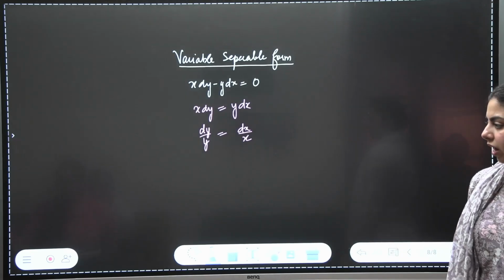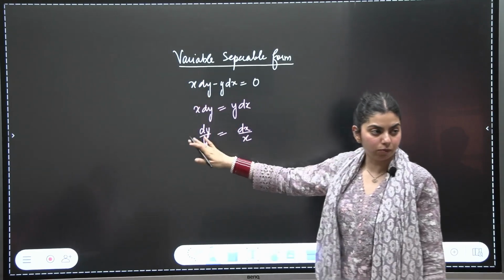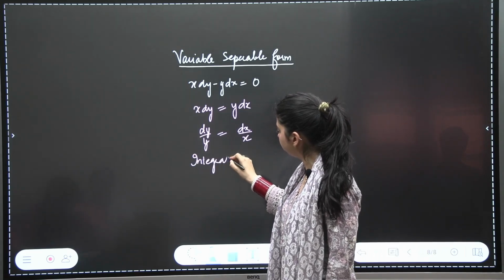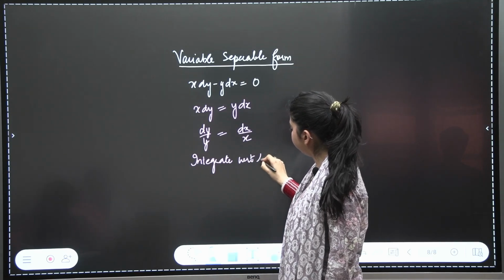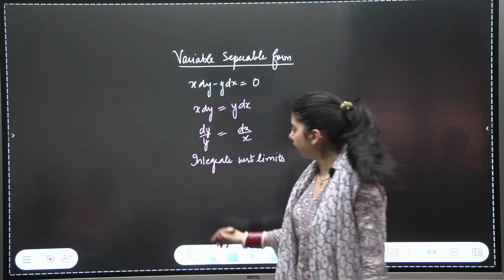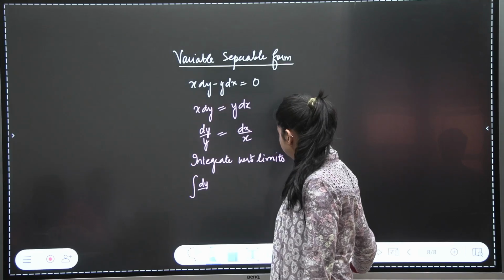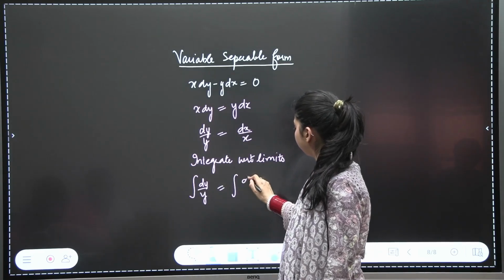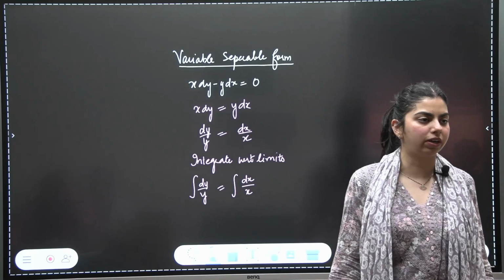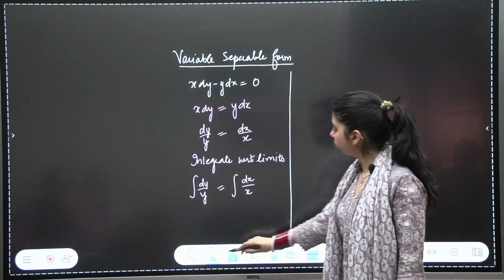Right? Understood? Now, once I've separated my variables, I can then simply integrate with respect to limits, whatever limits are there in the question. If not, then you can just do the indefinite integrals. So I'll integrate both sides with respect to their limits, right? This is the integral of dy by y, this is the integral of dx by x. Okay, what is the integral of 1 by y dy? Log y, right?